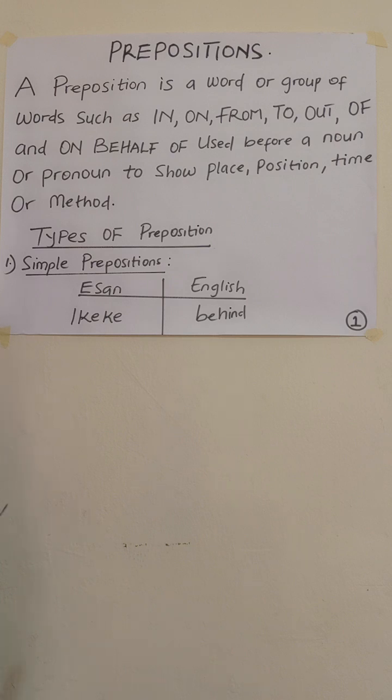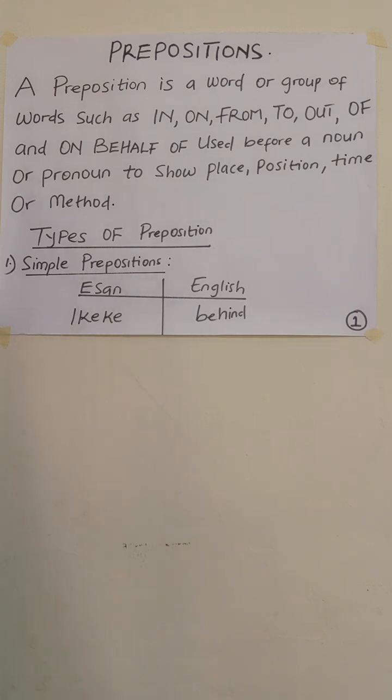Just as I said, a preposition is a word or group of words such as in, on, from, to, out of, and on behalf of, used before a noun or pronoun to show place, position, time, or method. We are having types of prepositions here. As I said, where a noun is, where you can locate locations, it's called preposition in English. Then in Esan, ejemiya. Let's look at the types of prepositions we have.